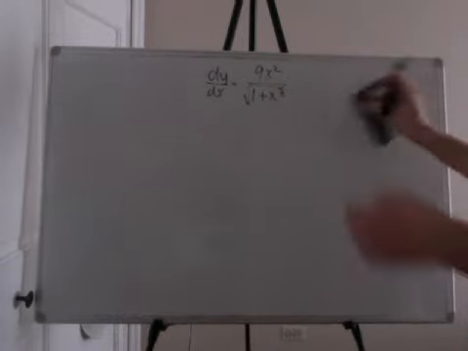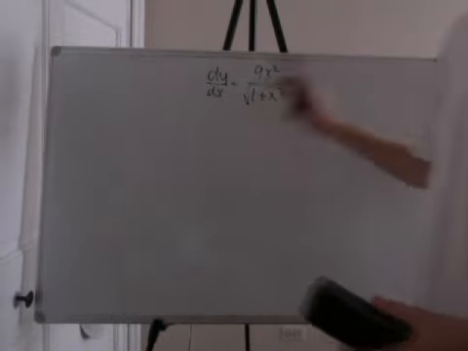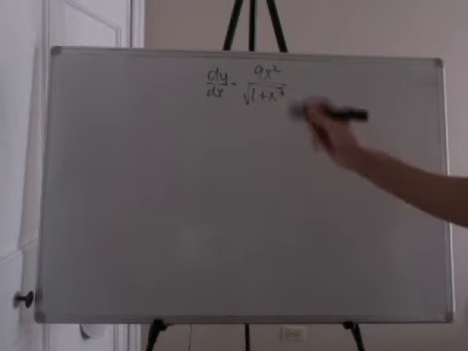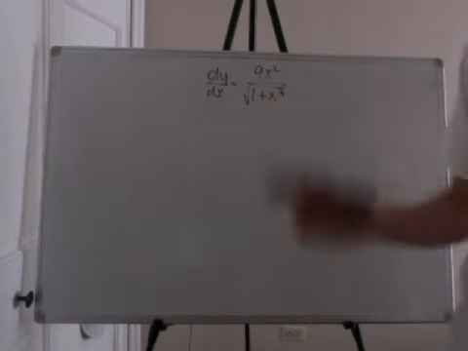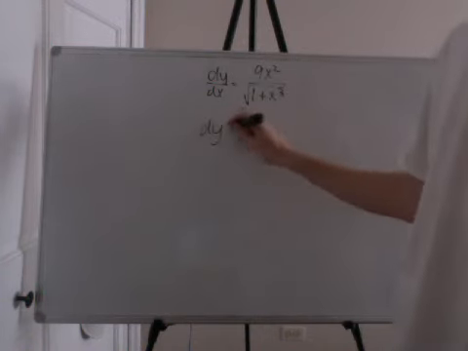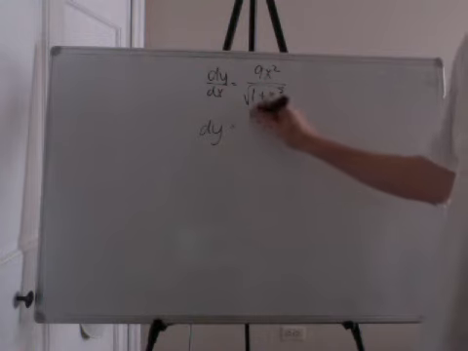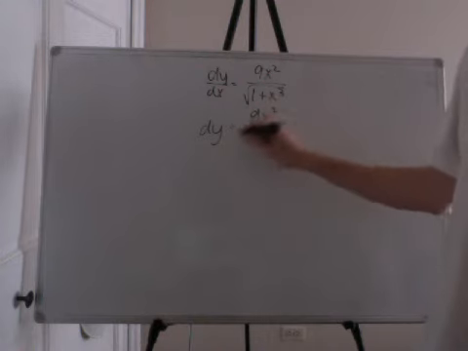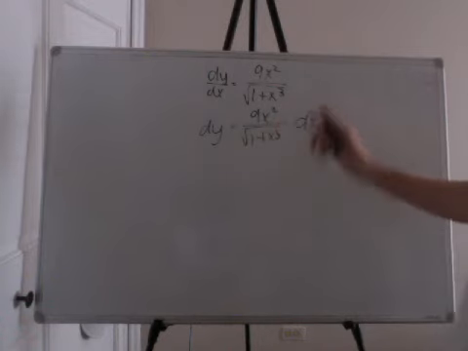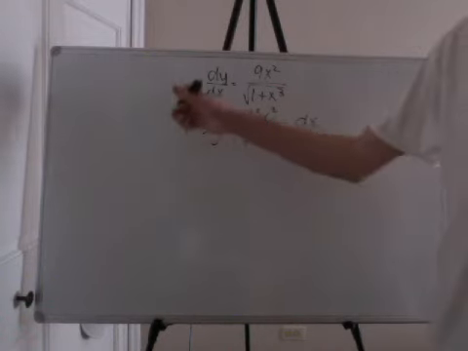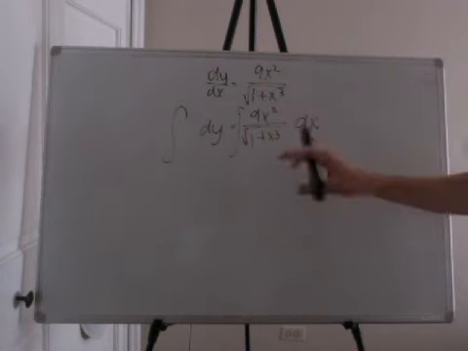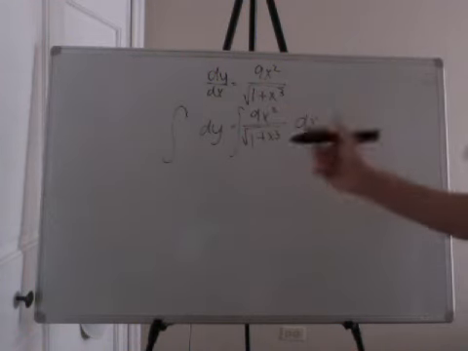So for that reason, we can't just pop in derivative things here because there's no d anything here telling us what to take the derivative with respect to. So what we have to do is multiply the dx over here and separate the variables. So we get dy equals 9x squared over the square root of 1 plus x cubed dx. And now we can put integral signs here and take the integral of these.